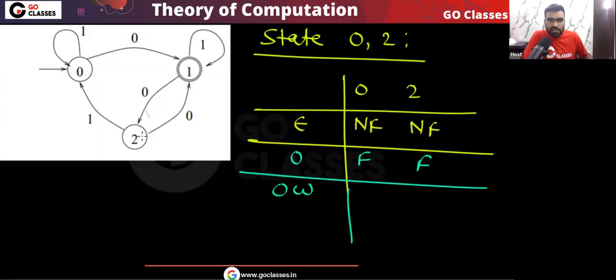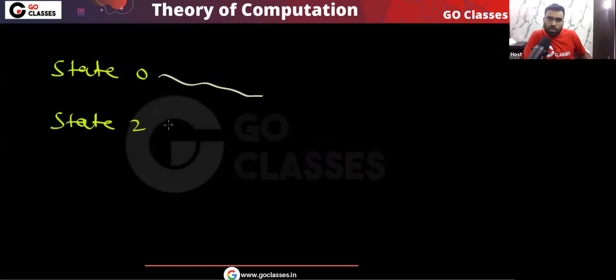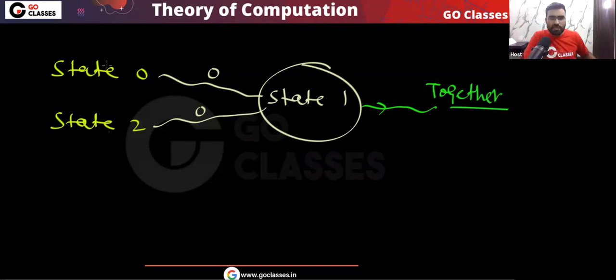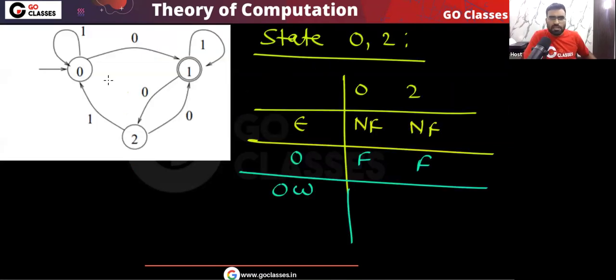On 0, state 2 and state 0, they are going to 1. Yes or no? On symbol 0, they are going to state 1. Now from here, they will always remain together. Do you agree? They will always remain together. Yes or no? Is this point clear? Very simple. State 0 comma 2, on 0, they are going to state 1.